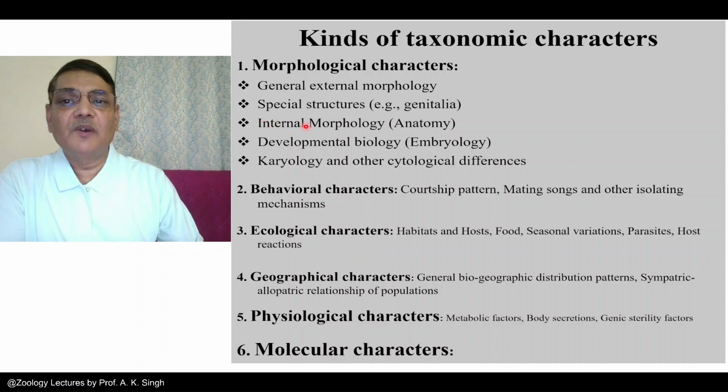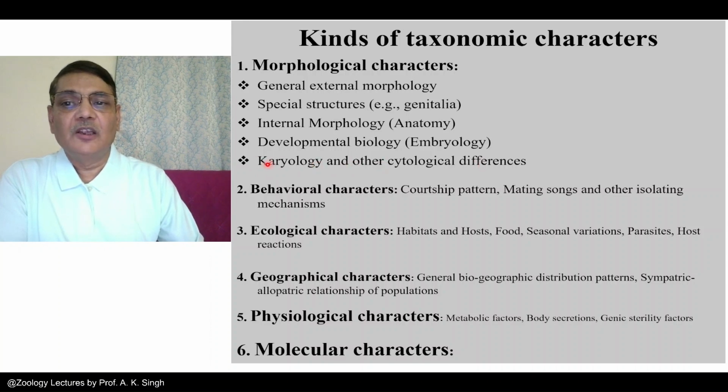Then you can also identify internal organs which come under anatomy, that is organs related to digestive system or respiratory system or excretory system, like in case of invertebrates, nephridia are there. So type of nephridia or type of kidney. Then blood vascular system, reproductive organs, internal organs. So all these come under internal morphology. You can also consider developmental biology, that is embryology, the structure of egg, type of larva or nymph, then pupal stages, their structure.